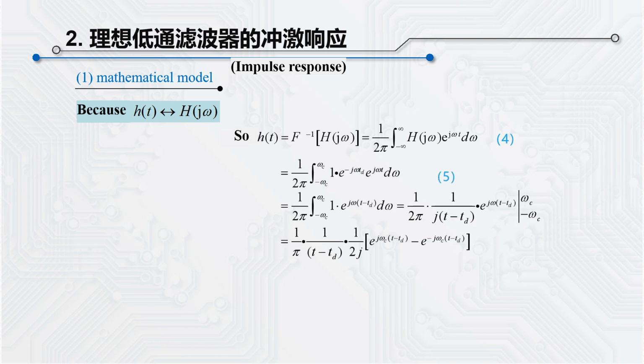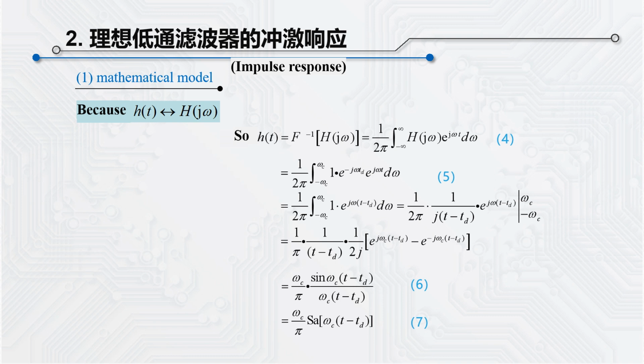Because the spectral characteristic of the ideal low-pass filter only appears between minus omega c and omega c, we can turn Formula 4 into Formula 5. Here you can find that this is the integral of the exponential function. We should use the property of the integral of the exponential function.